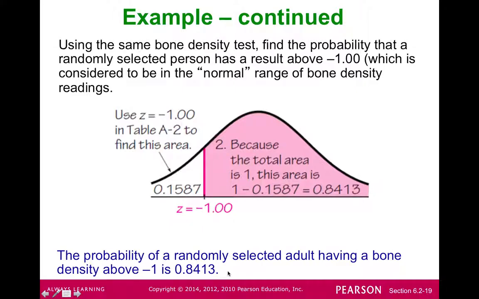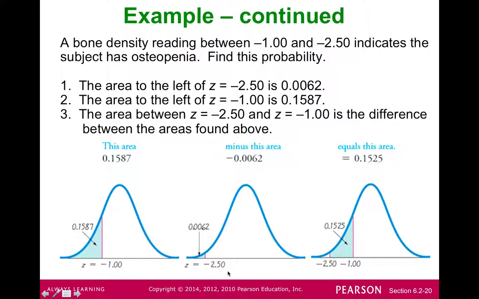84.13%. Okay, now that we've learned how to get both sides, so we know how to solve for the left, we can take that right off the z-score table, and we know how to solve for the right, meaning where we would take our left-hand value and subtract that from 1 to solve for our right-hand side. What happens when we want to find an area that's between two values?